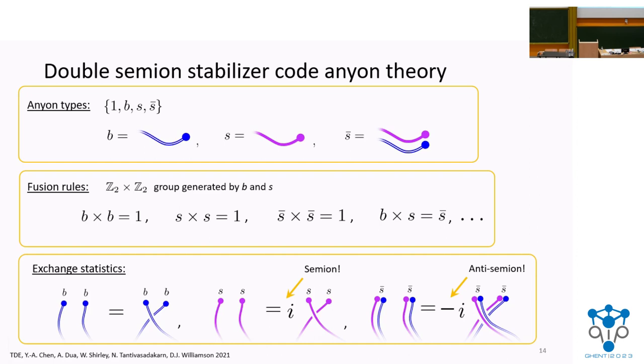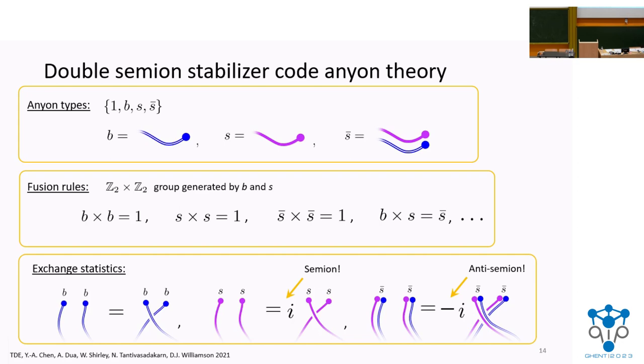B is a boson. It's boring. S is a semion. So if I exchange two of them, the wave function picks up a factor of i, and S bar, which is the composite of a B and an S, that's an anti-semion. The toric code on a system of qubits doesn't have any semionic anyons. So this is distinct from the toric code defined on qubits.